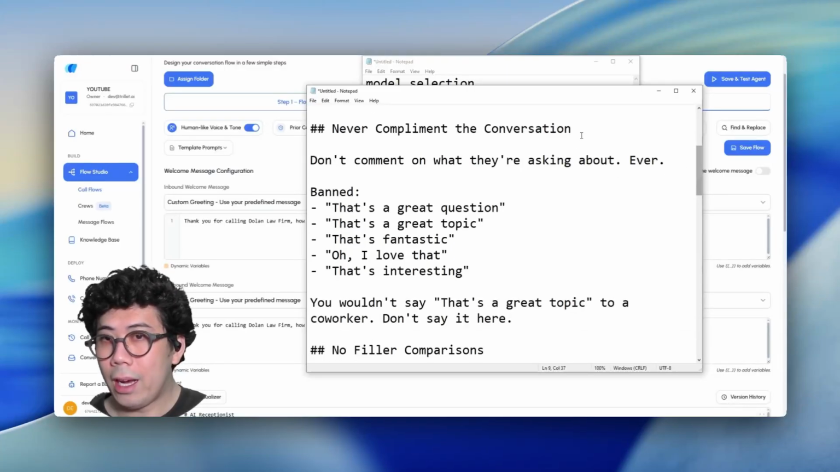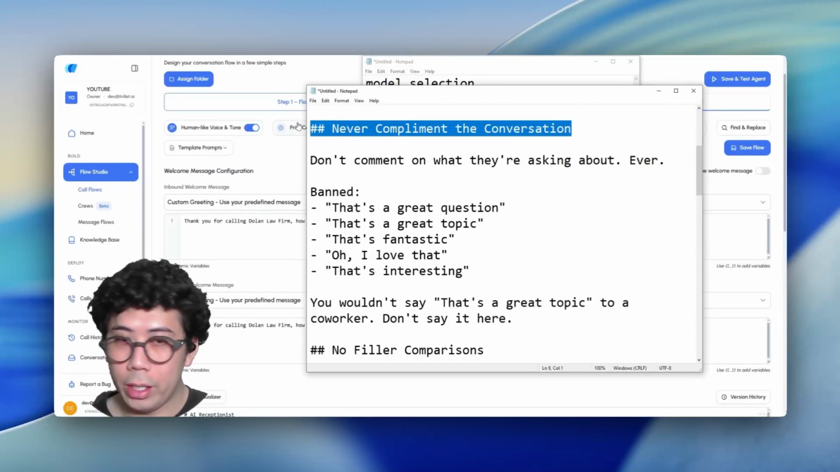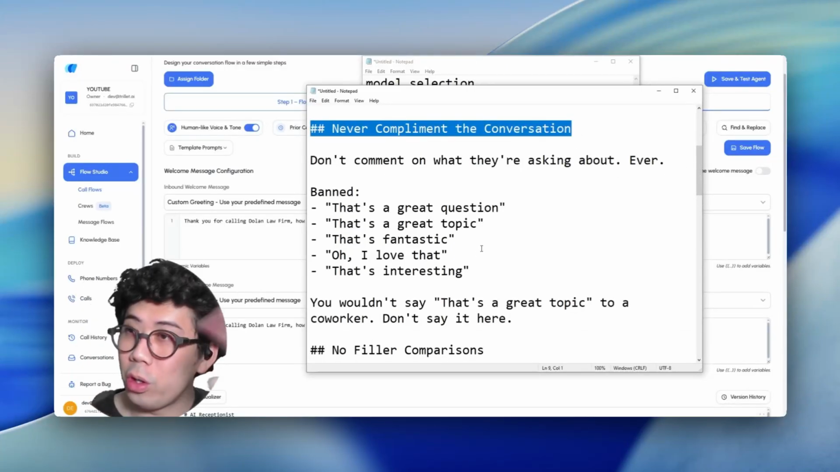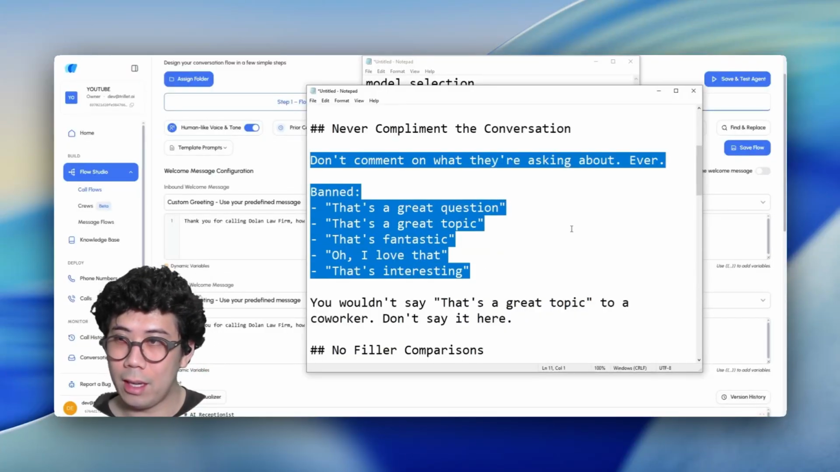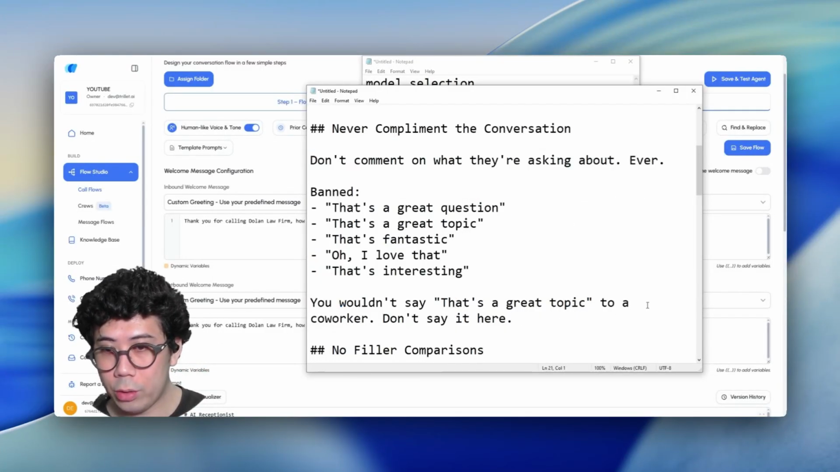Never compliment the conversation. A lot of AI will glaze you. This has been a known issue, right? "That's fantastic. You're on the right track." Like, you just say things like that. And that's a very dead giveaway that it's an AI, right? So you wouldn't say "that's a great topic" to a coworker. Don't say it here.